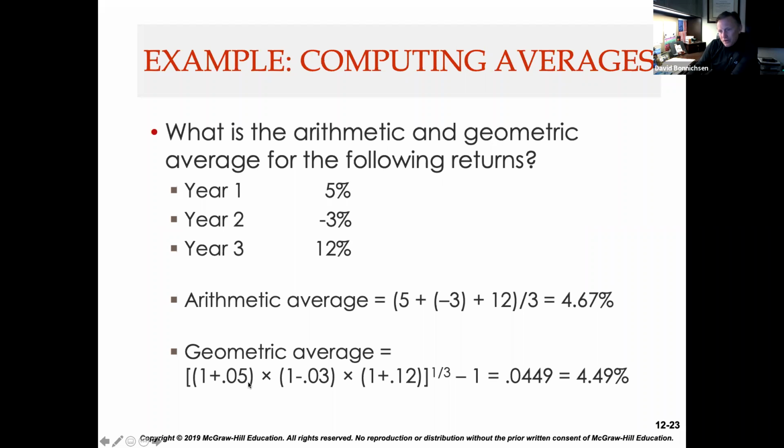So 1.05 times 0.97 times 1.12, all of that gets raised to 1 divided by the number of observations and then minus 1. That's the formula for the geometric mean. That's in your text and you can go and look at it. There will be a question on Connect that deals with calculating each of these two averages. So we can see that the geometric average by definition is always going to be less than the arithmetic average. And it makes perfect sense.